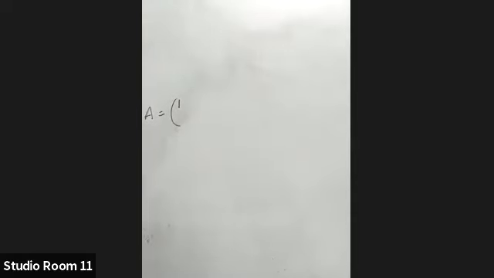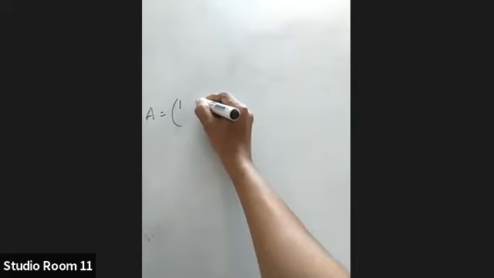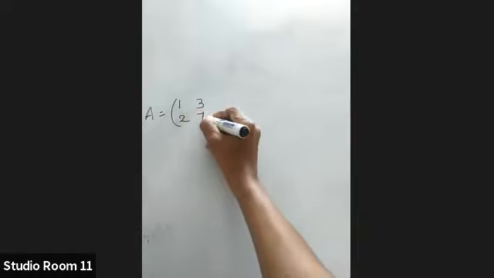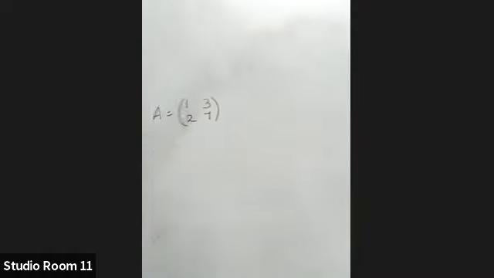Find the inverse of the matrix A, 1, 3, 2, 7, using elementary transformation. Can you repeat? 1, 3, 2, 7. Yes, 1, 3, 2, 7. It is a 2 by 2 matrix. We are going to use row transformations. We are going to use row operations, isn't it?